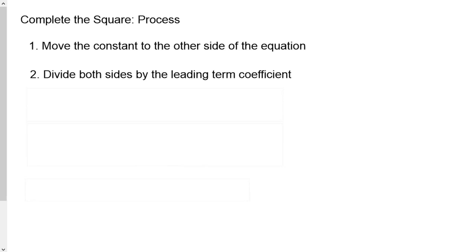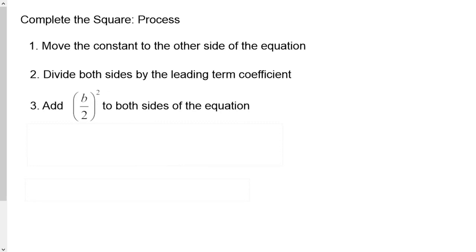Divide both sides by the leading term coefficient. If that leading term coefficient is not equal to 1, you do need to do this. You have to have that worked out, because if you have 3 numbers multiplied, you're working in cubes now. We're not completing the cube, we're completing a square. So you have to make sure the leading term is just an x squared.